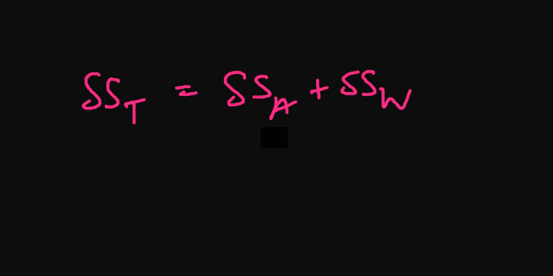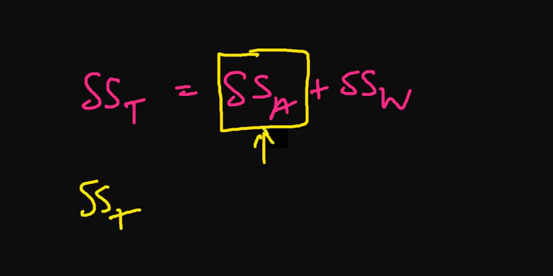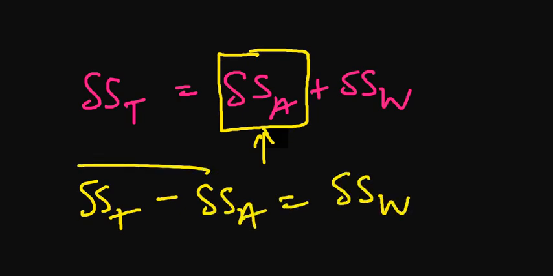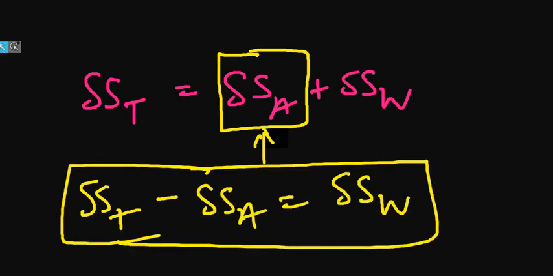Now you will be solving it on your own. You can solve it easily. If we have the value of SSA, which is among, then SST minus SSA will give your SSW. Pretty clear? Simple equation. Alright.